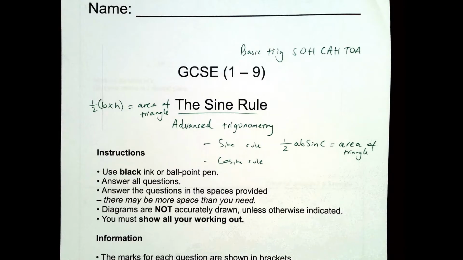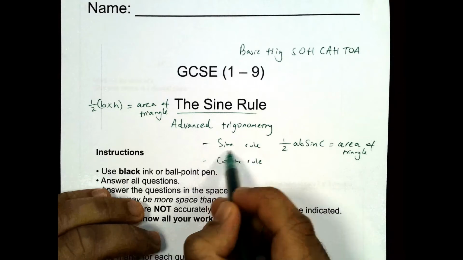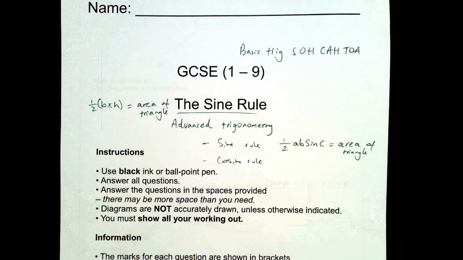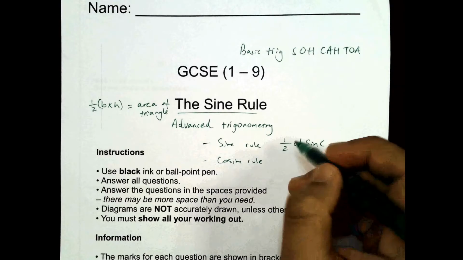This video is 201. We're looking at the sine rule. If you want to look at the cosine rule, that's video 202. Now the sine rule, there are two different sine rules actually. I suppose this video is the sine rule for sides and angles, which is not this one.